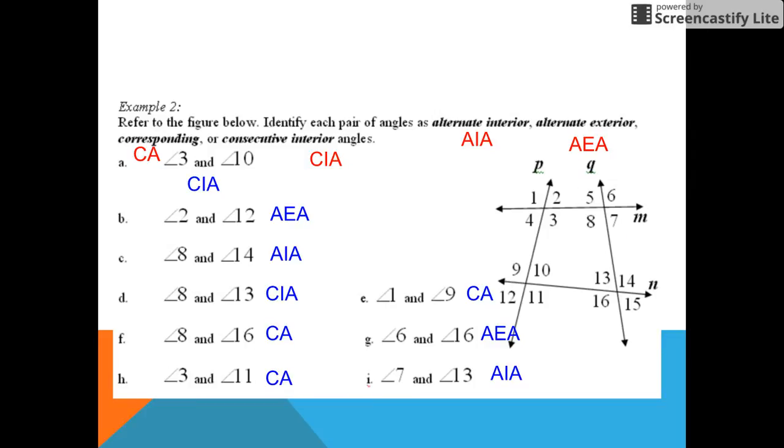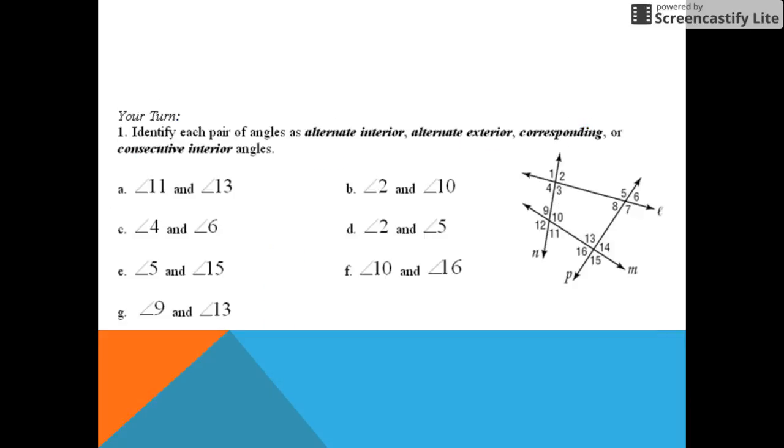So now it's your turn to complete the your turn example problems with your table partner. After you've completed those, then go ahead and get started on the assignment for lesson 3.1.